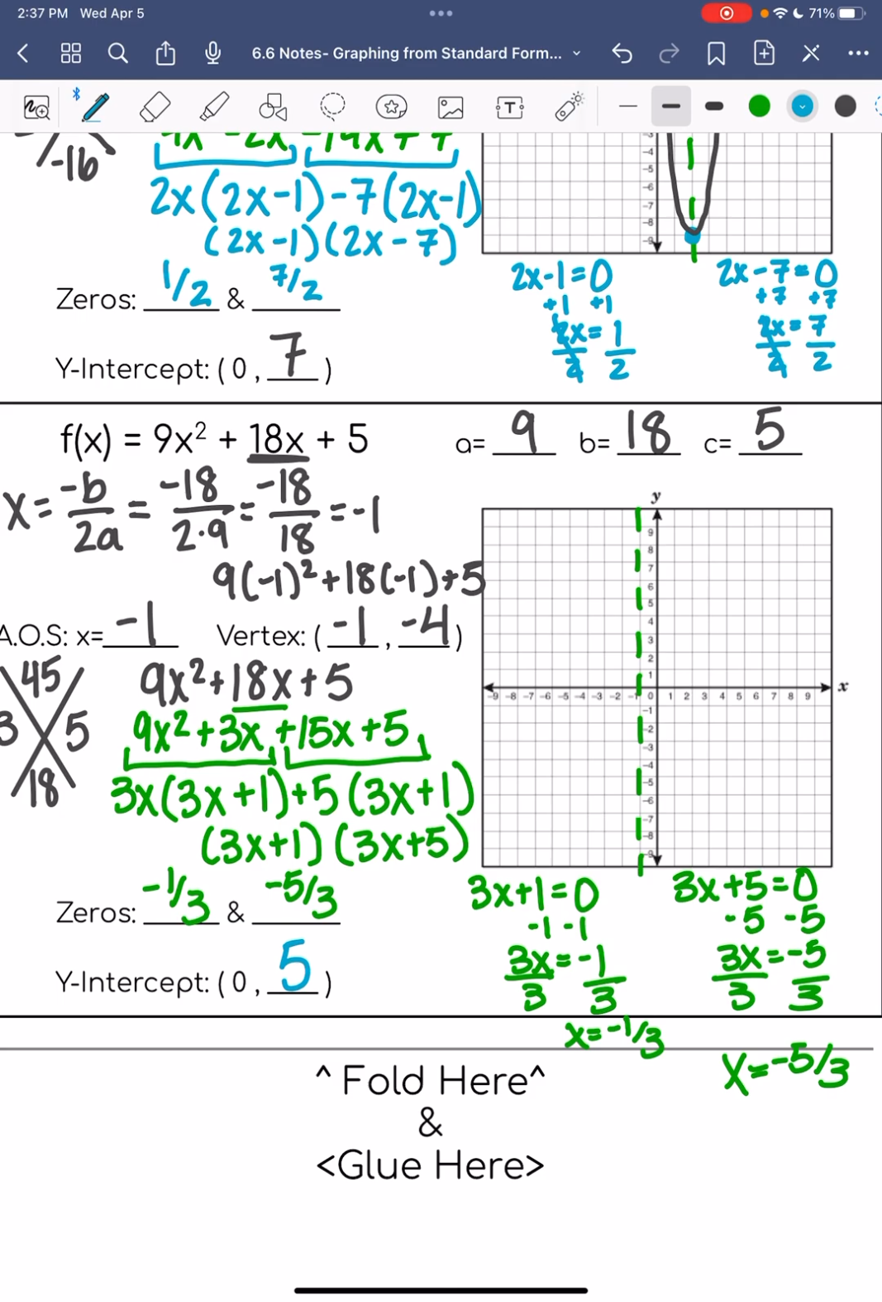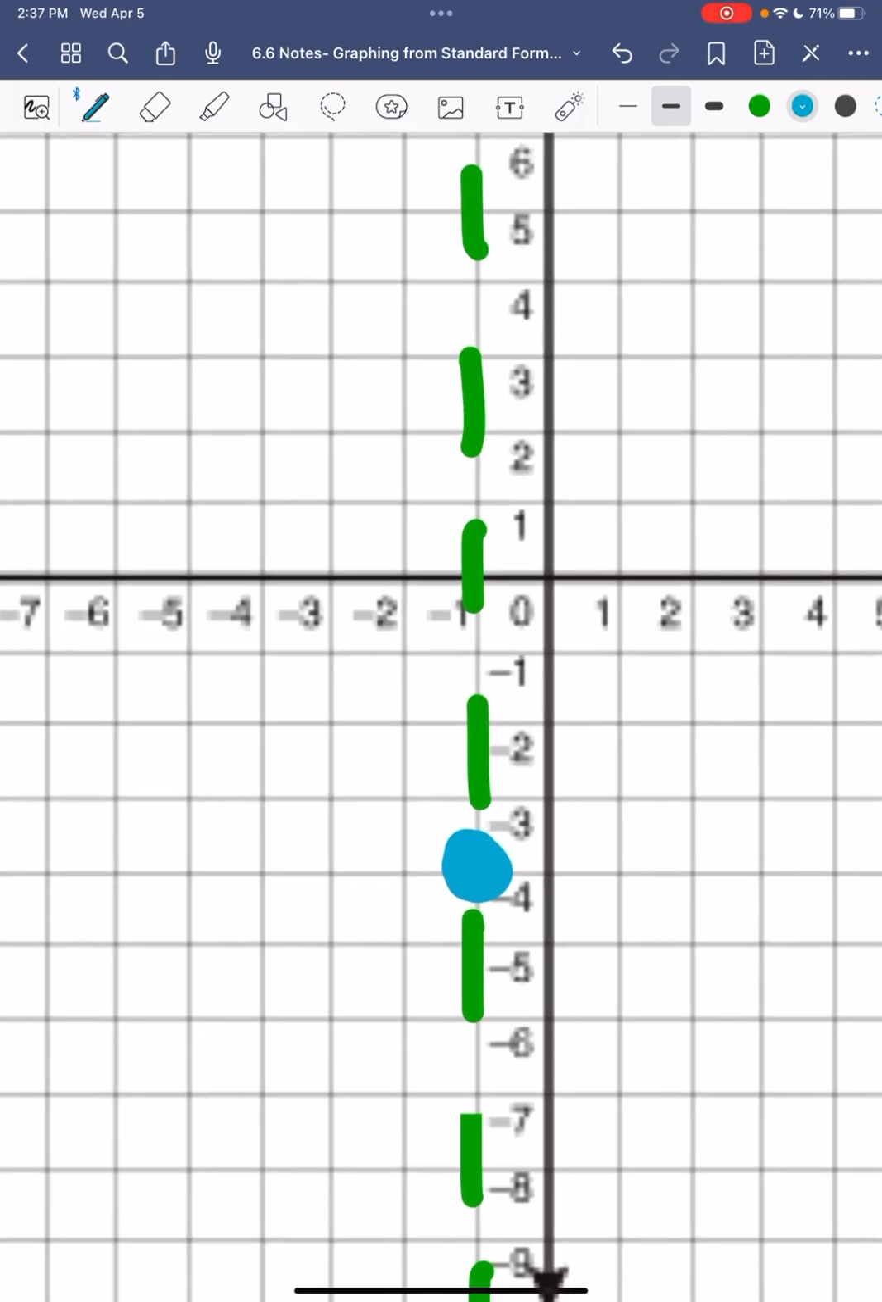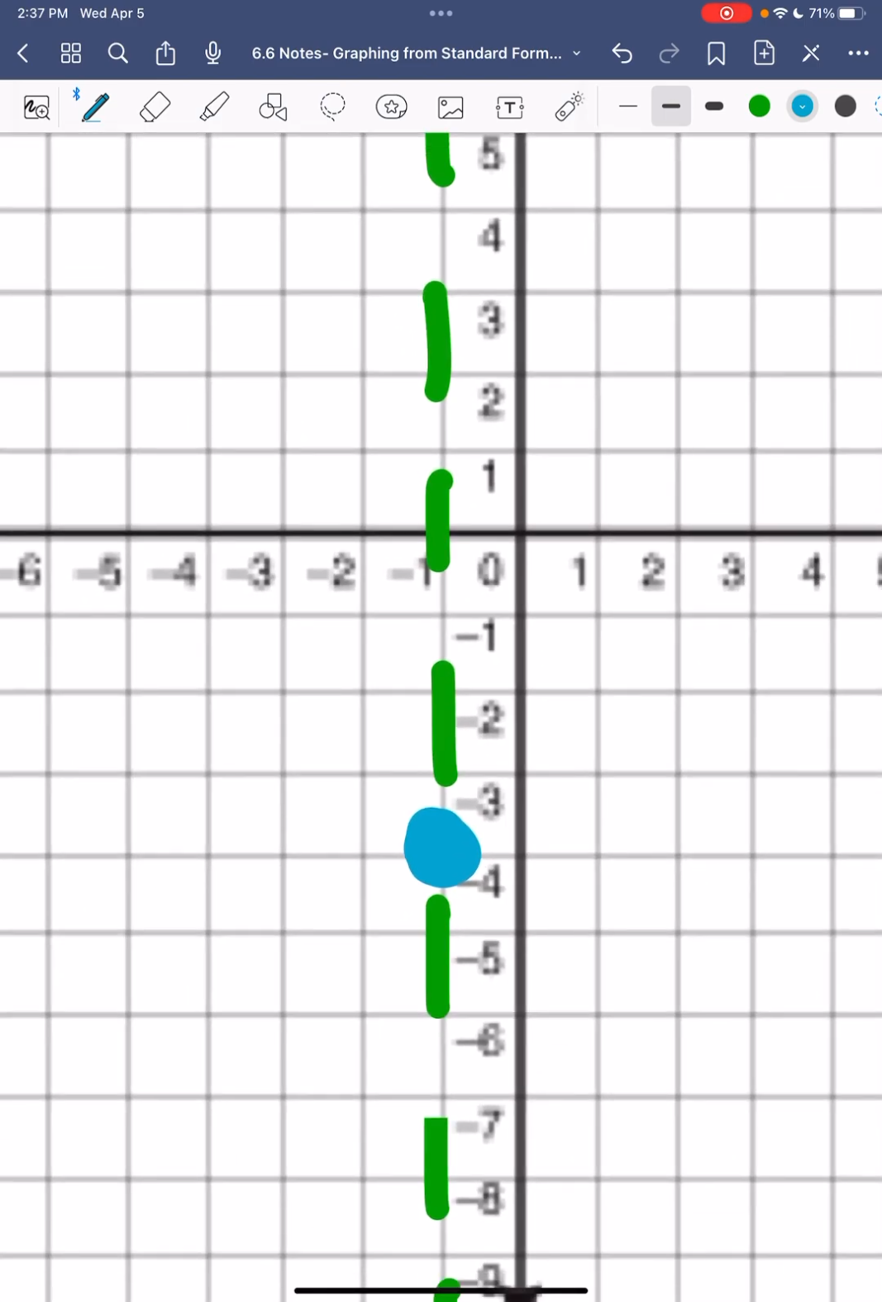I graph a point at negative 1, negative 4. So go left 1, down 4. And then negative 1/3 and negative 5/3. So negative 1/3 is like negative 0.33333. So that is going to be in between 0 and negative 1, but closer to 0. Negative 5/3 is negative 1.6666667. So it's going to be in between negative 1 and negative 2, closer to negative 2.